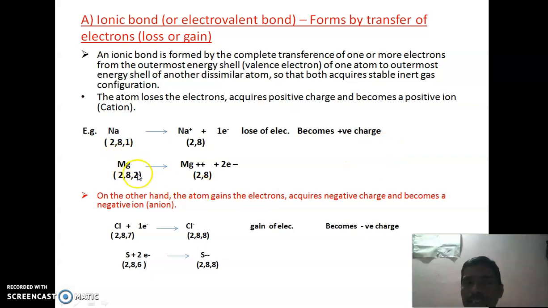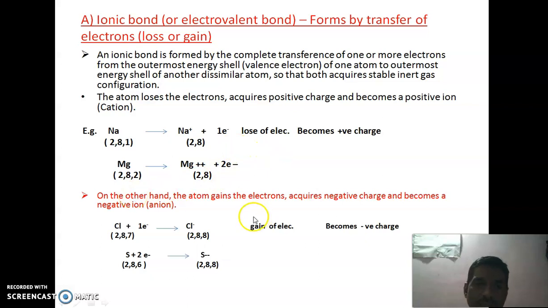For example, magnesium has atomic number 12 and electronic configuration 2, 8, 2. The 2 electrons in the outermost orbit are lost to form Mg++, and its electronic configuration is 2, 8. That is the stable electronic configuration of the cation.